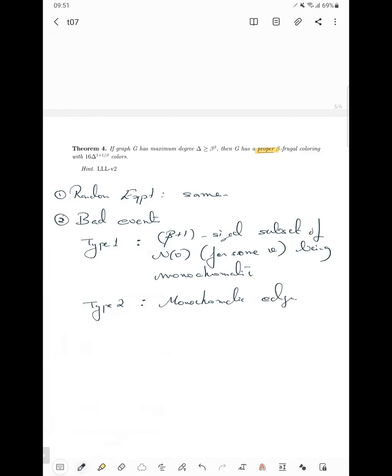So here the probability is easy to calculate. The probability of one event of type 2 is 1 by K, since K times 1 by K squared is 1 by K. For the probability of a type 1 bad event, we already calculated it. This is K power minus beta. This is K power minus 1. So this is K power minus beta versus K power minus 1.